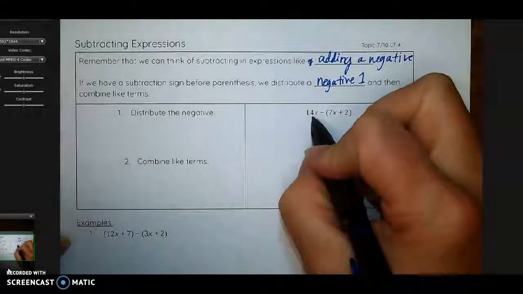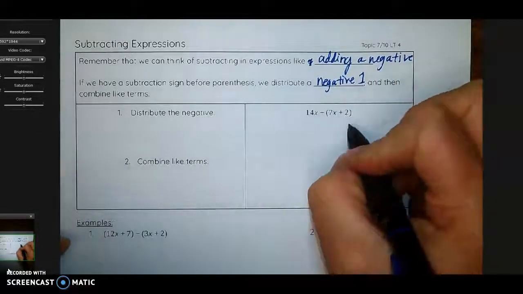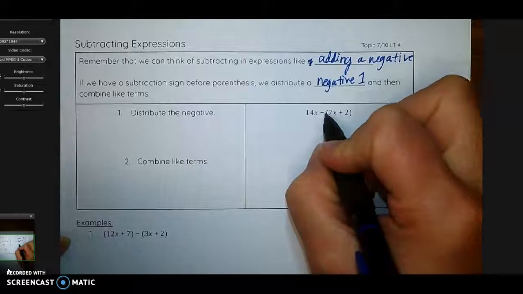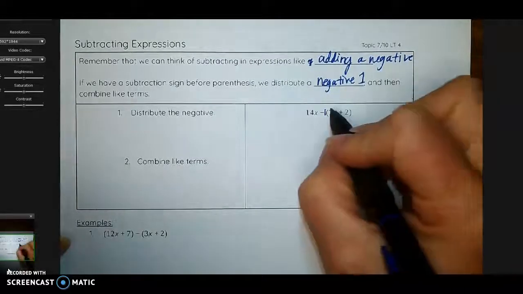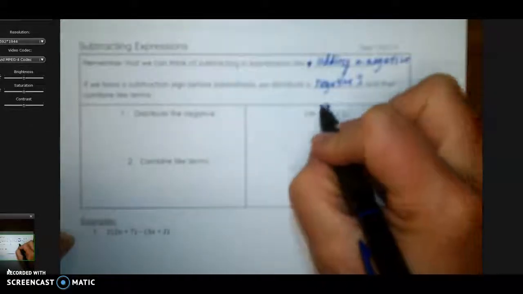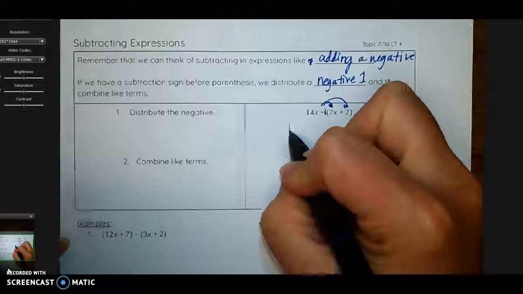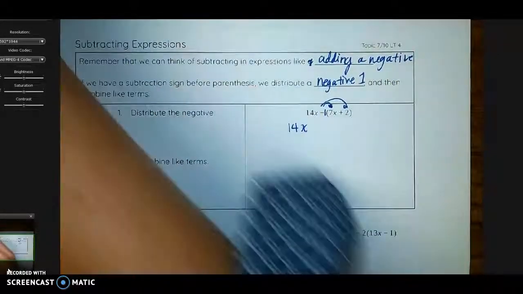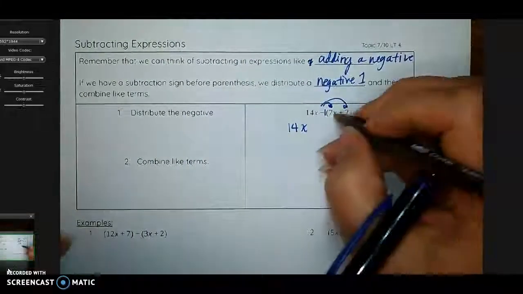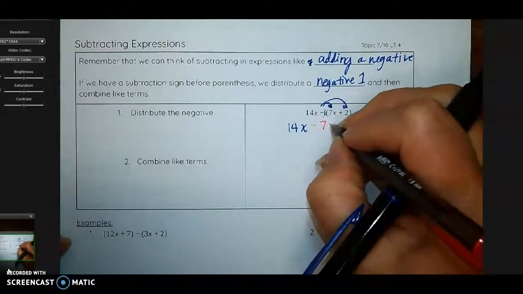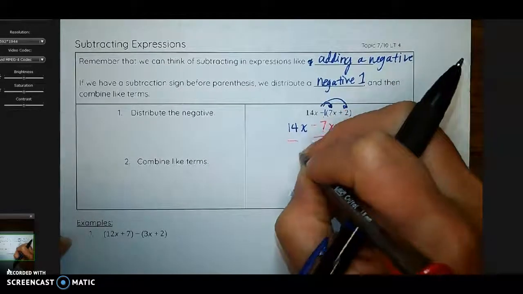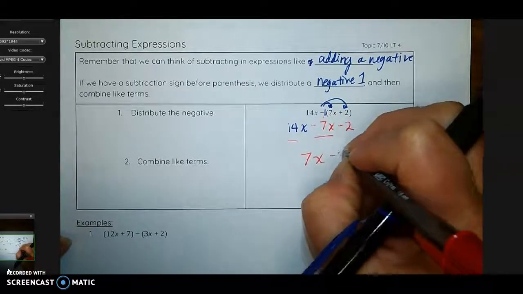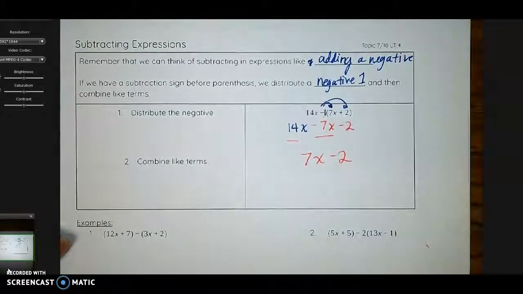So I have 14x minus, and then they've put this in parentheses. So they want to take away this whole thing. So there's like a -1 here that we're going to distribute. So my 14x stays the same. My -1, when it got distributed, becomes a -7x minus 2. Now I'm going to combine like terms, and I get 7x minus 2.